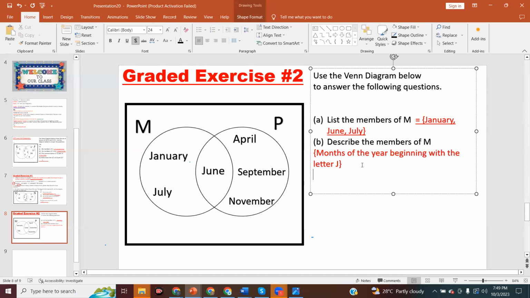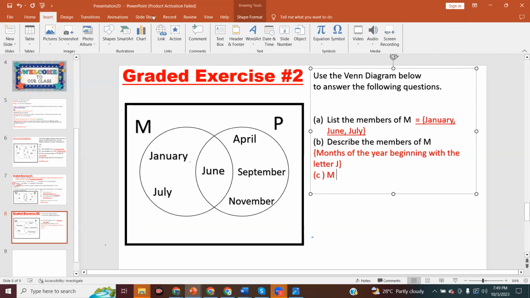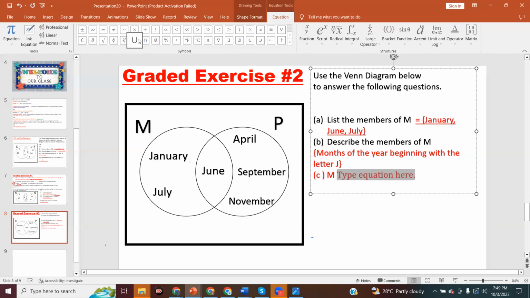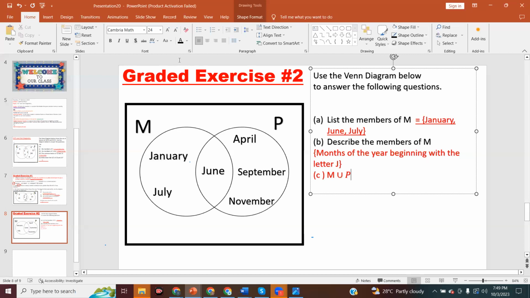I want you to put this inside the chat for me, please. I want M. What is the symbol? Union. I want the union. Give me the union of these two sets: M union P.